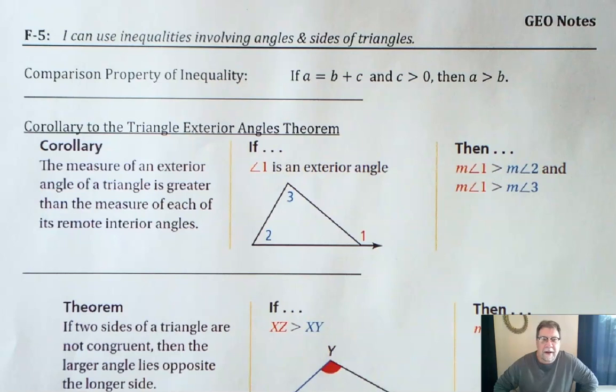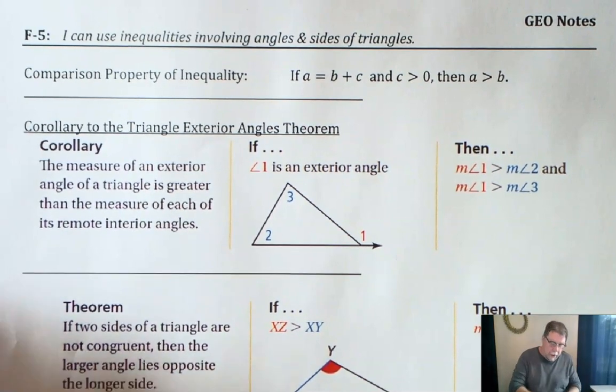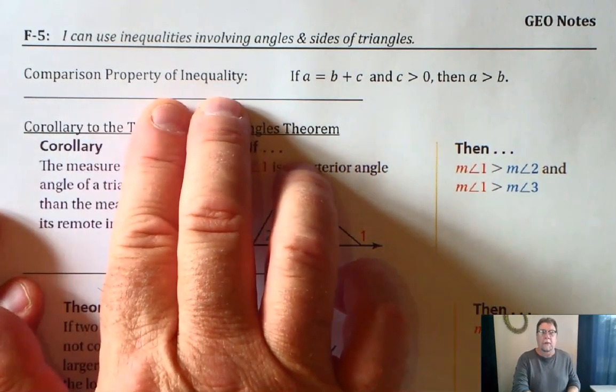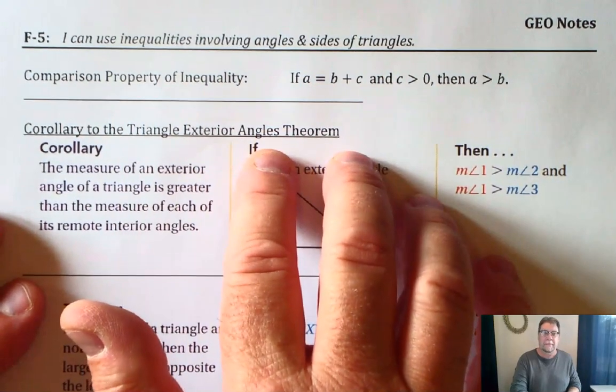Hey everybody, we're going to end Unit F with inequalities involving angles and sides of triangles. It has to do with the three sides of a triangle, and we're going to compare them here. Comparison property of inequality. This is actually a pretty easy concept to think about.